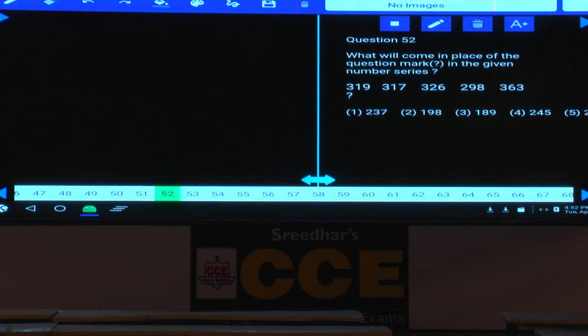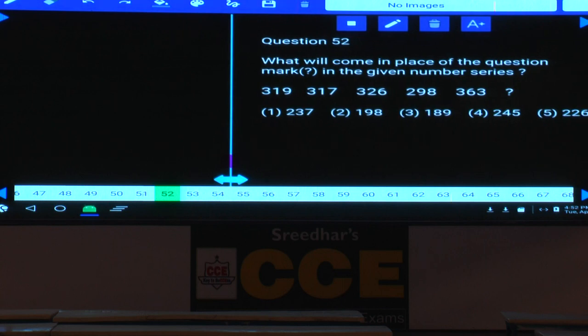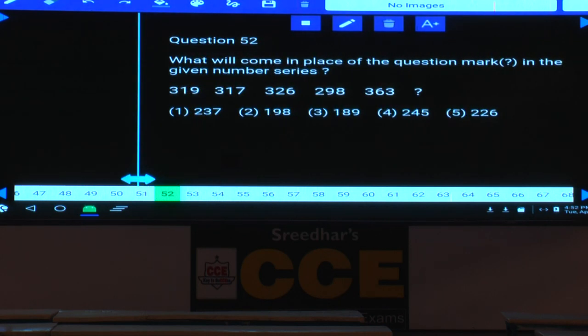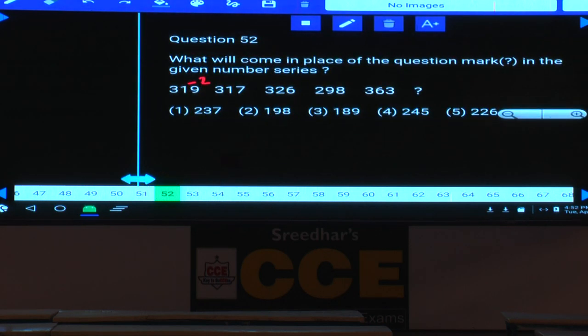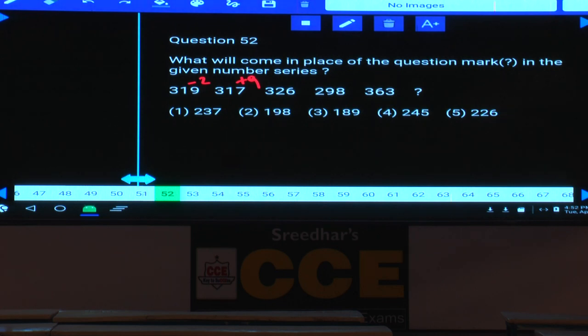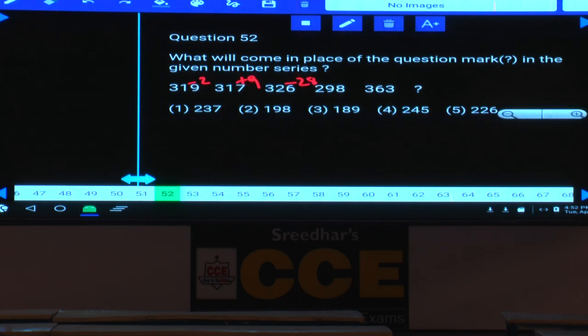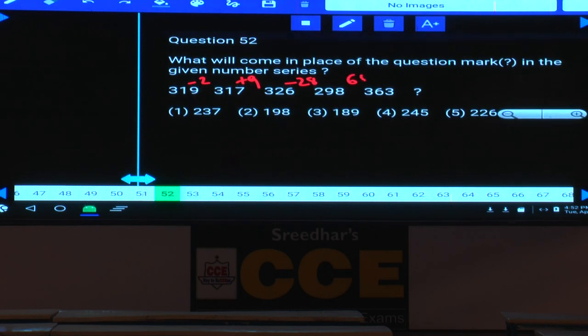Then coming to question number 52, the series is 319. Now the numbers are decreasing at a very small rate, hence we need to go for the difference. Tell me what is the difference between these two: minus 2. And 317 and 326, the difference between these two is 9. And the next one, 326 and 98, the difference between these two is minus 28. And 98 and 363, the difference between these two is 65. Then minus 2, plus 9, minus 28, plus 65.